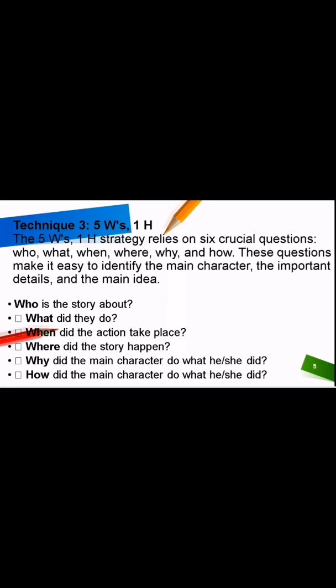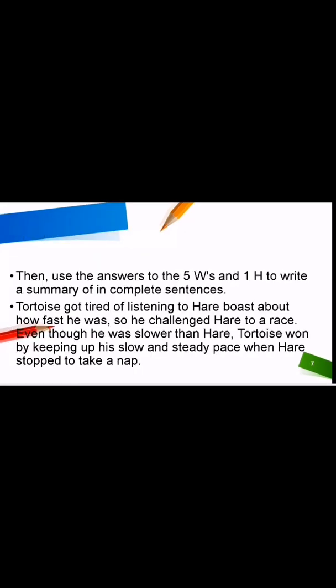Who is the story about? What did they do? When did the action take place? Where did the story happen? Why did the main character do what he or she did? And how did the main character do what he or she did? Just like technique number 1, you have to fill out the questions of the 5 W's and 1 H to form your summary. After the technique in action, you can now come up with a good summary using the details you have taken from who, what, when, where, and why, and also the how.